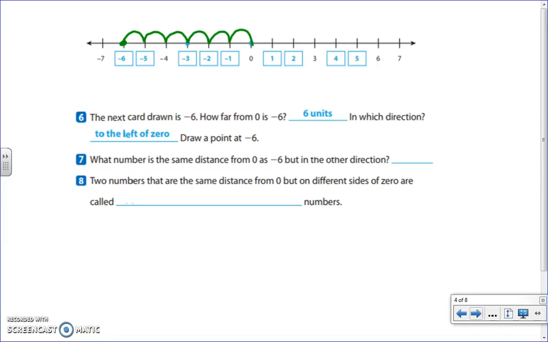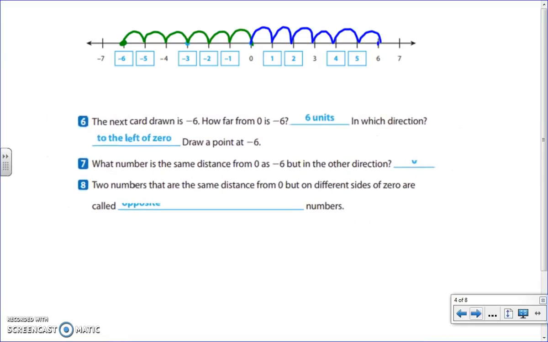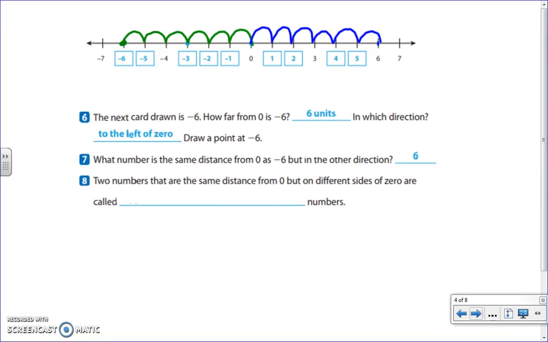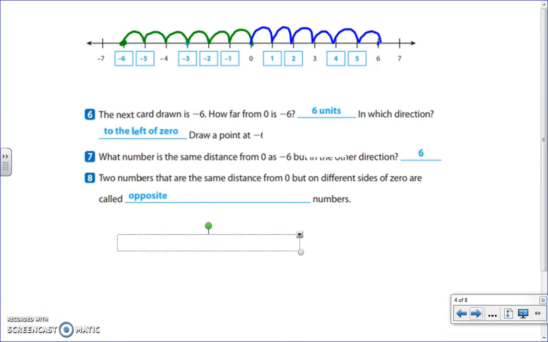It says, what is the same distance from 0 as -6, but in the other direction? Well, let's just find out. If -6 is 6 away, let's count 6 in the positive direction. 1, 2, 3, 4, 5, 6. Some of you hopefully are getting this mental math exercise, and you probably already knew 6 was the number. Sorry about that. And it says two numbers that are the same distance from 0 but on different sides of 0 are called opposites. Opposite numbers. Okay, so 3 would be the opposite of -3.